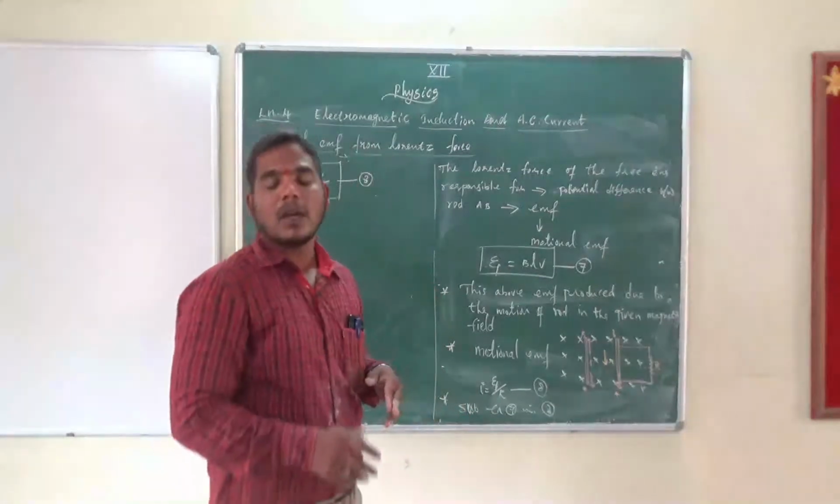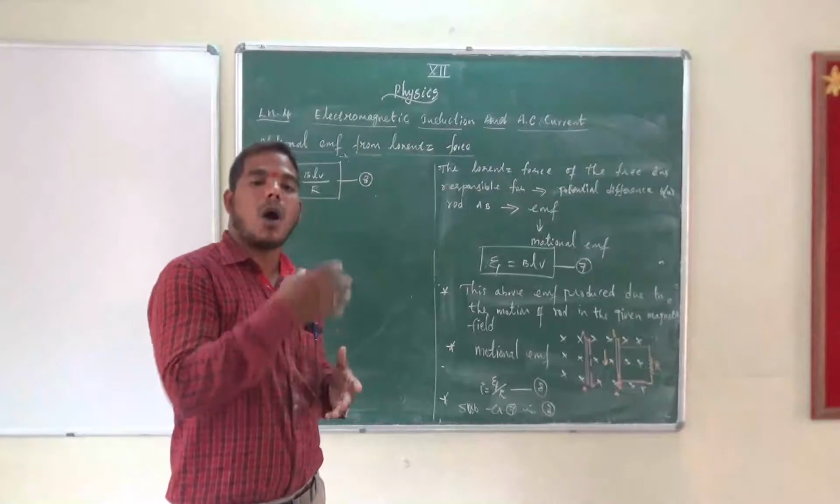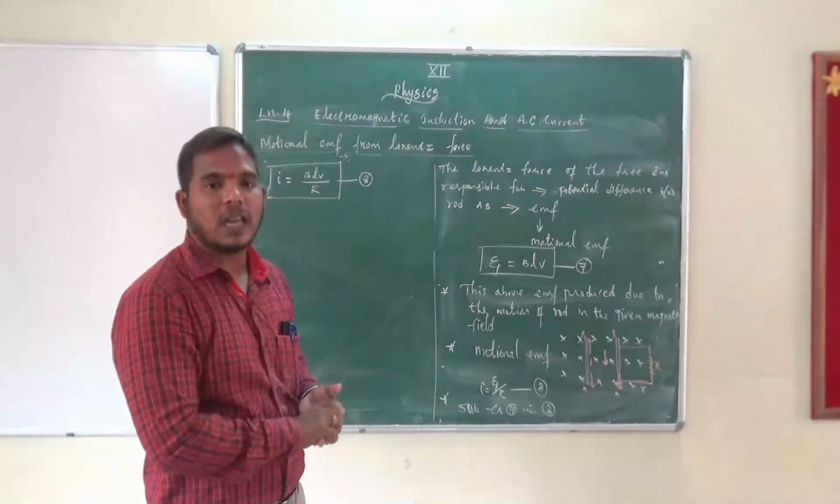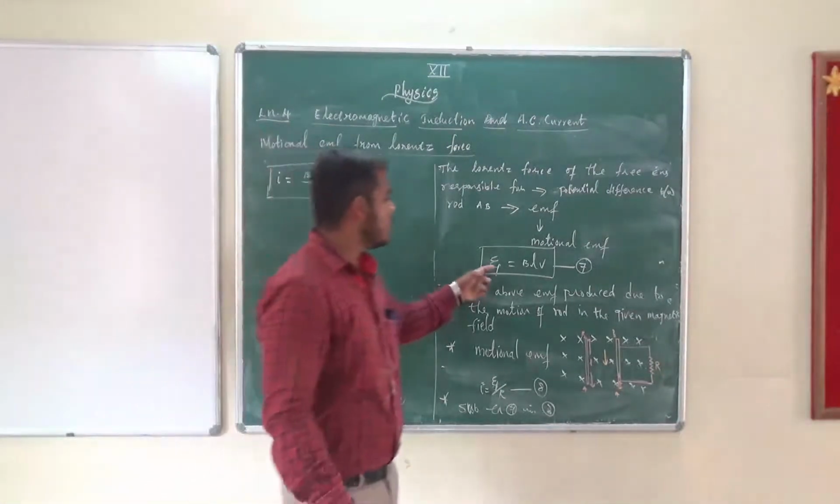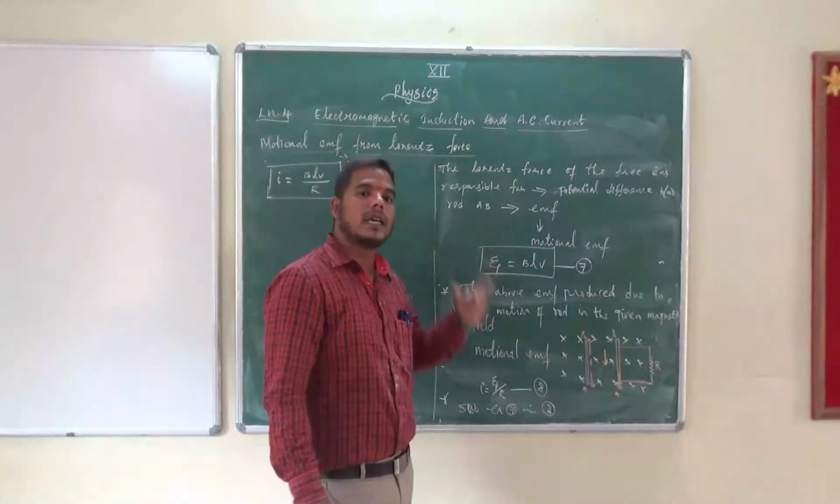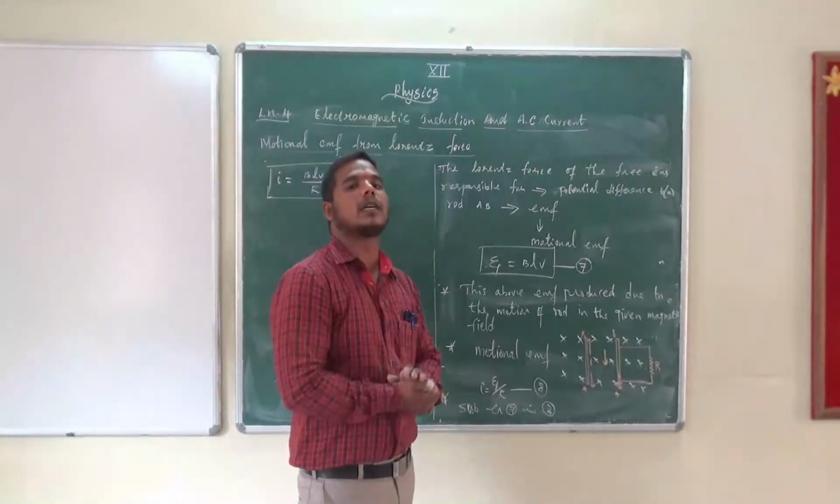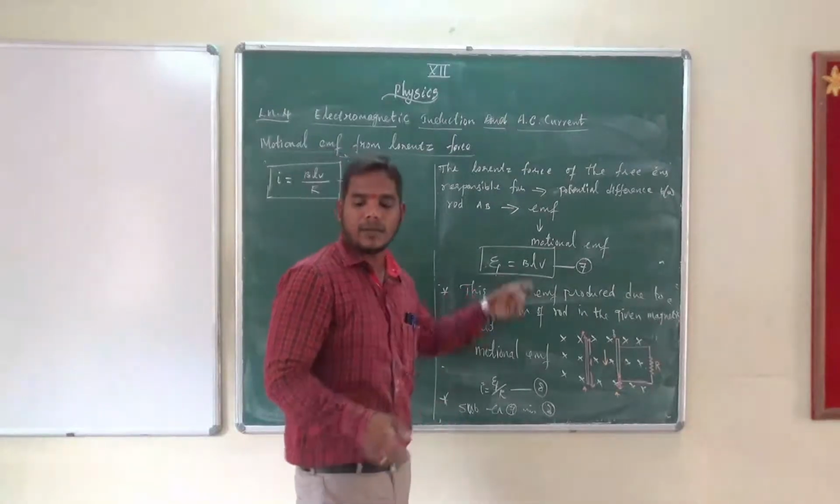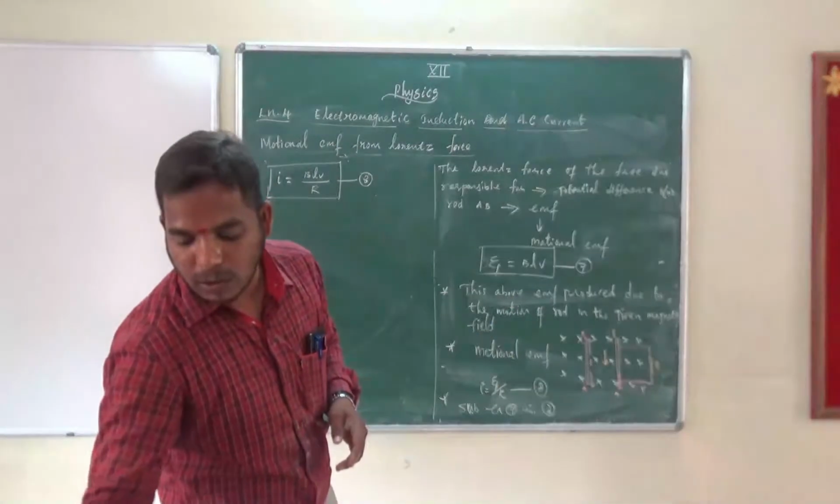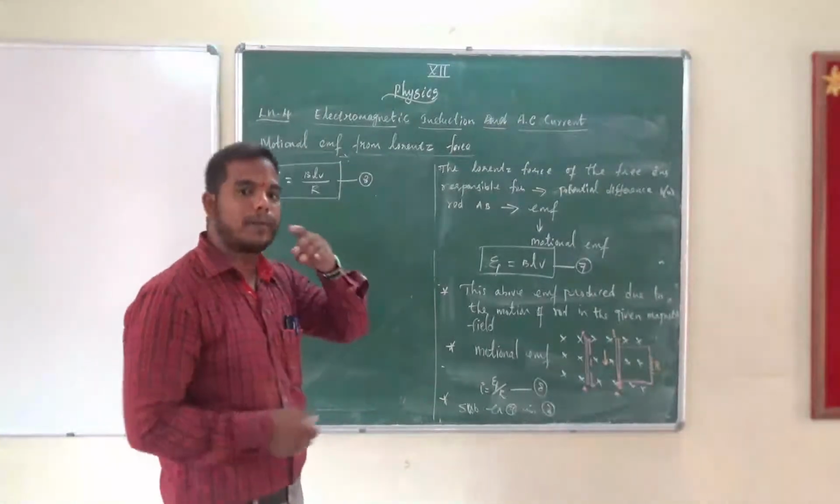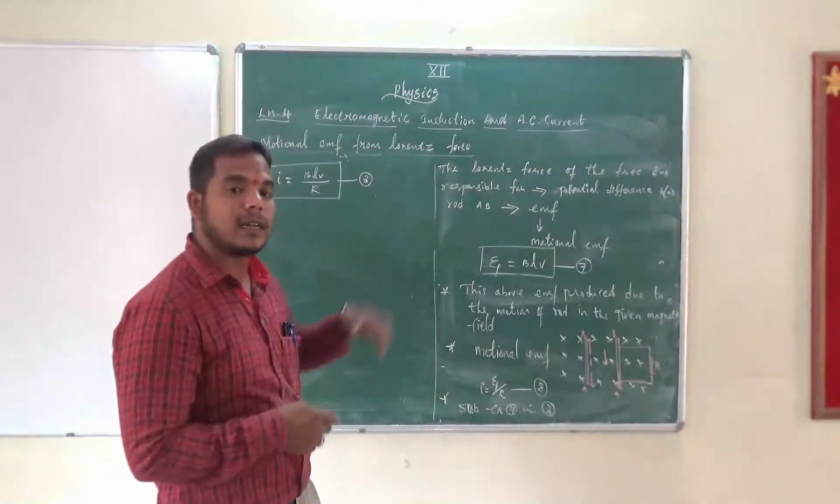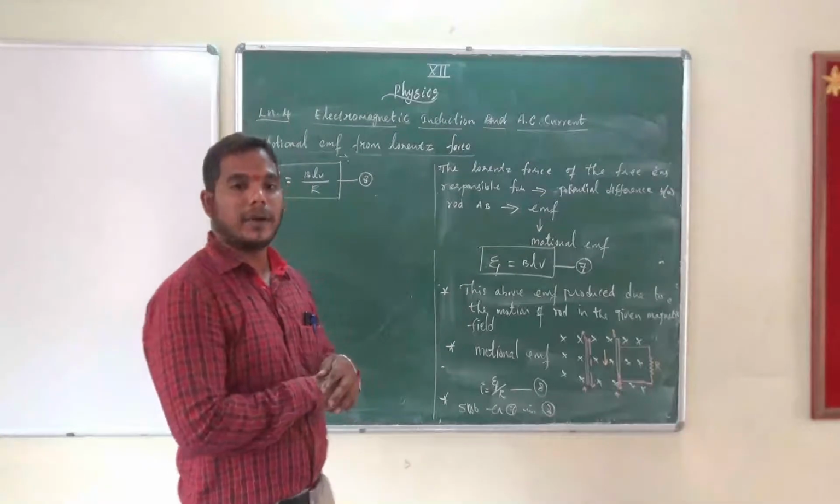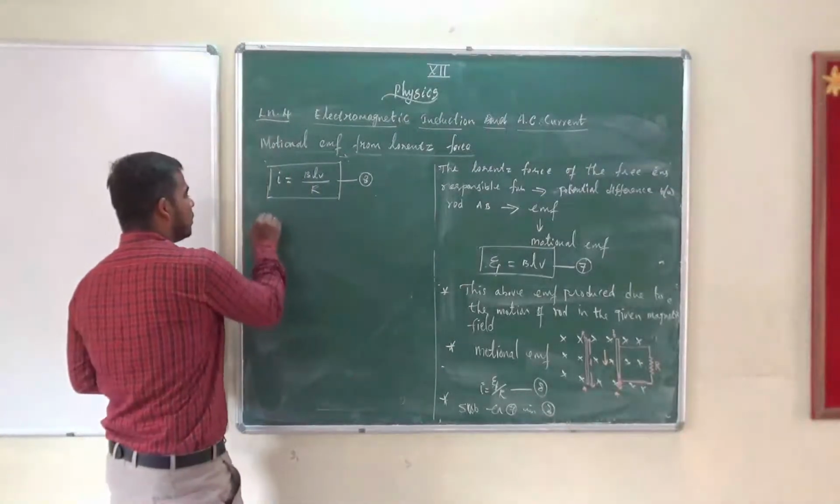That means we are using the Lorentz force to derive the motional EMF. Use this equation number 7. They will give a number of problems. How will they give the problems? They will give the magnetic field. For example, you will solve the problem. I will give the value of magnetic field, length of the conductor, velocity to find the EMF. For homework.